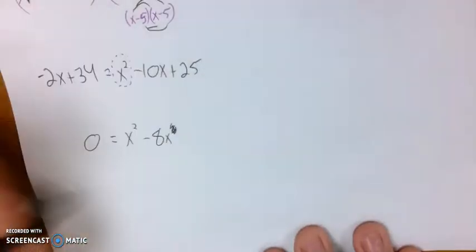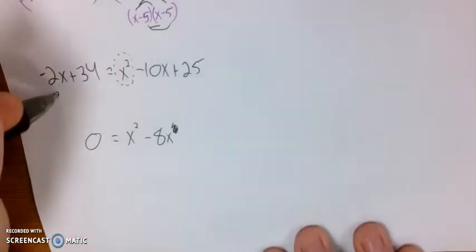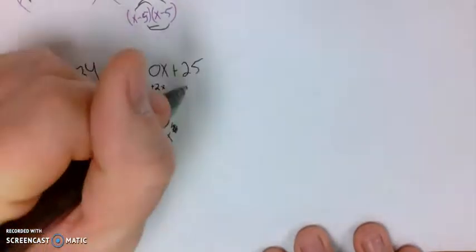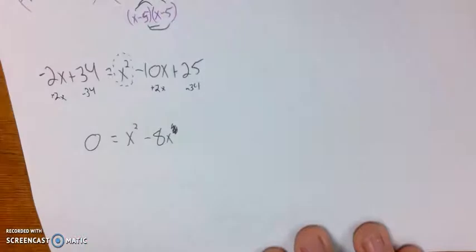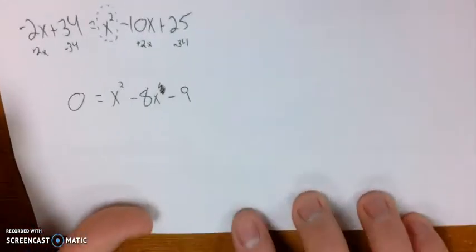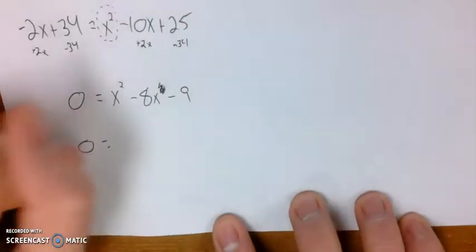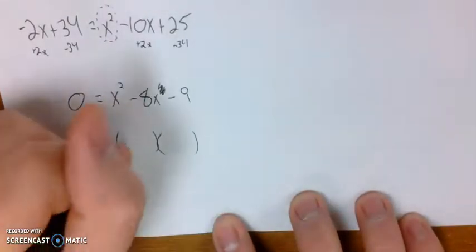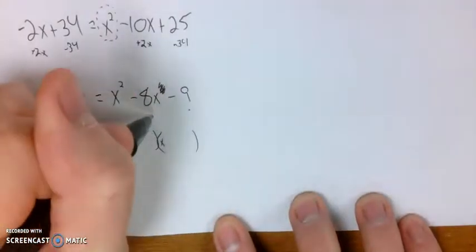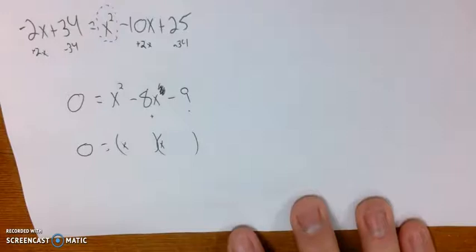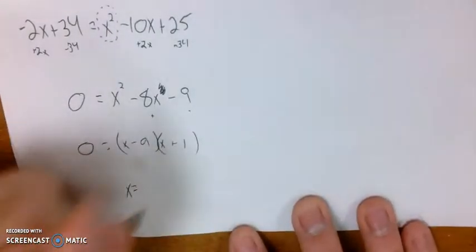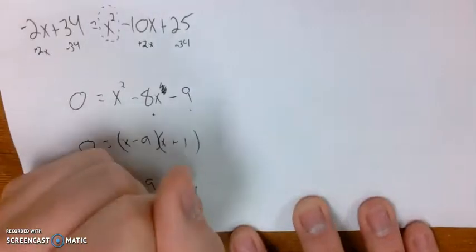Why did I put a squared? What am I doing? So I added 2x to the other side. And then I'd have to subtract 34. That would give me a negative 9. So now we factor and we solve. All right, so here I need two numbers that would multiply to be a negative 9, but add up to be a negative 8. That'd be a negative 9 and a positive 1. Therefore, x equals 9, x equals negative 1.